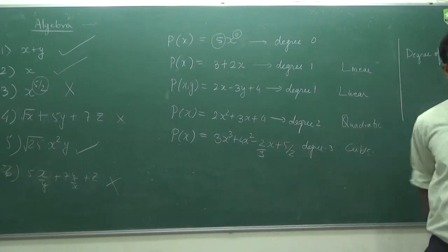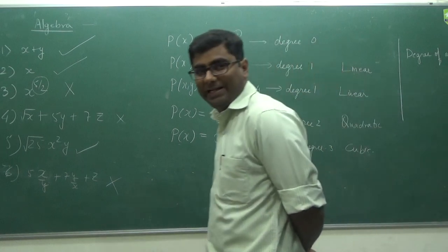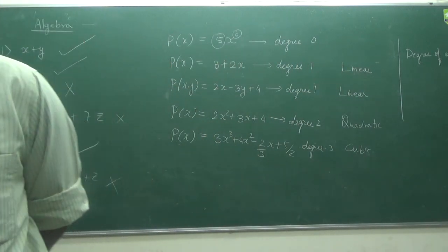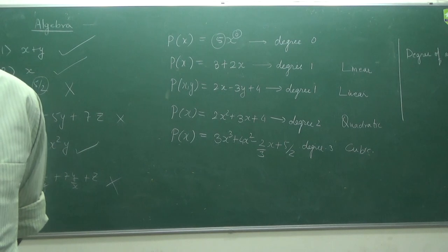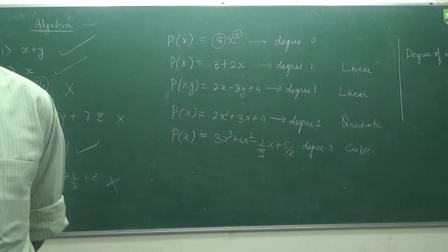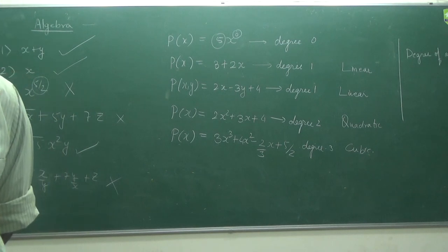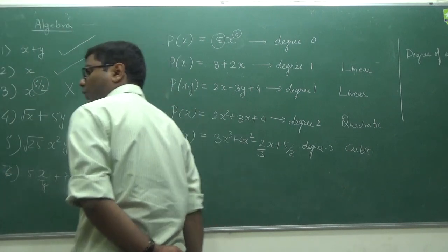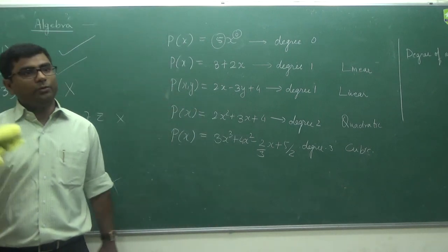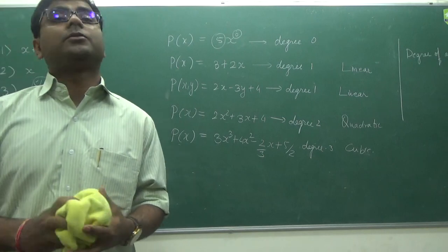And there are other names as well. So biquadratic, quintic, this, that. Right? So we are not interested in the nomenclature, we are interested in understanding their behavior. Is it okay? Fair enough? Okay. So now you are understanding what the focus of this chapter is going to be.